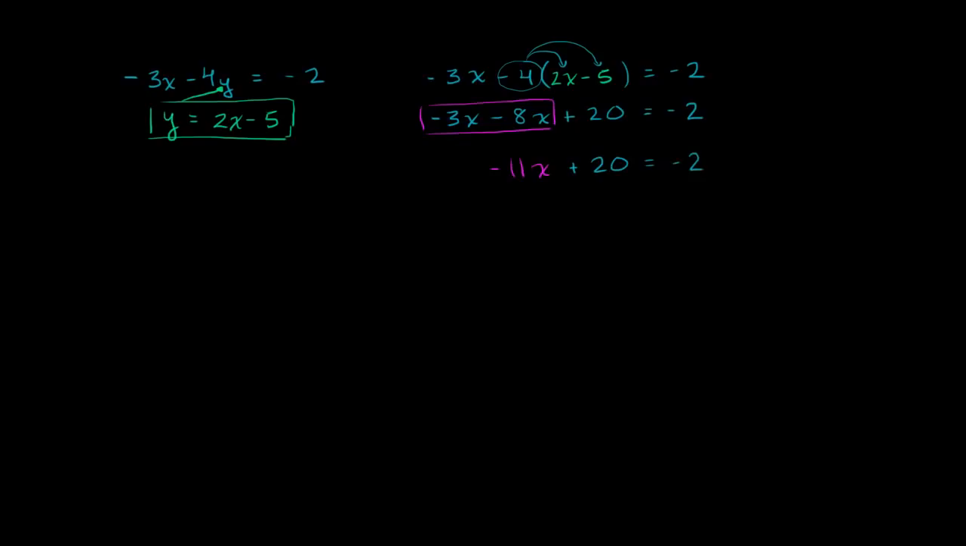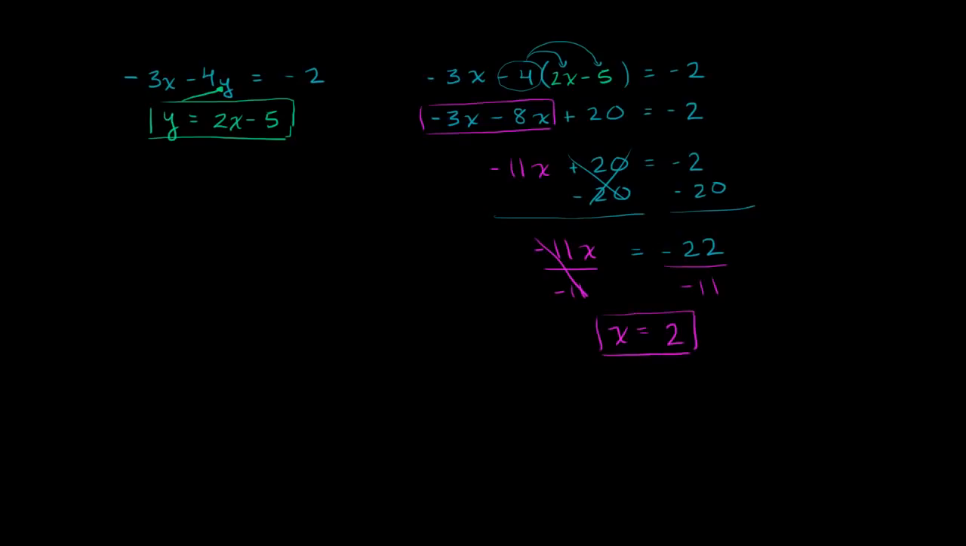Now to solve for x, we'll subtract 20 from both sides to get rid of the 20 on the left-hand side. On the left-hand side, we're just left with the negative 11x. And then on the right-hand side, we are left with negative 22. Now we can divide both sides by negative 11. And we are left with x is equal to 22 divided by 11 is 2. And the negatives cancel out. X is equal to 2.